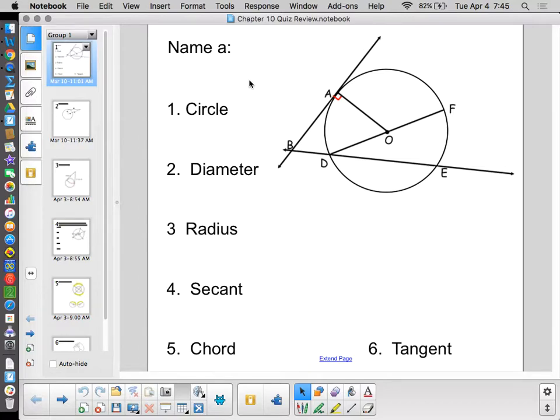Okay? The factoring was an algebra review. We're not quizzing you directly on the factoring. It will come up in the second half of this chapter that you will have to solve some problems using factoring. So there were no direct questions on factoring on the quiz.